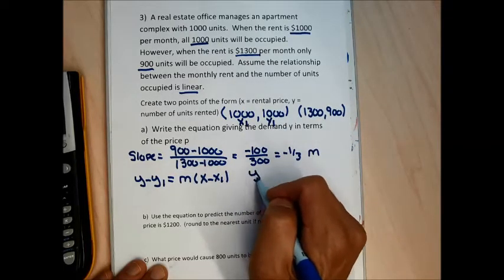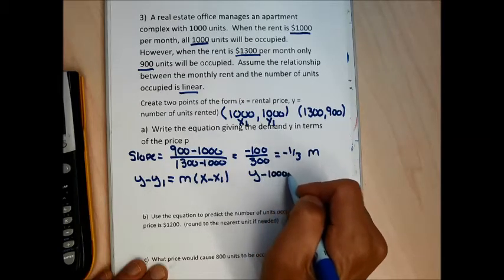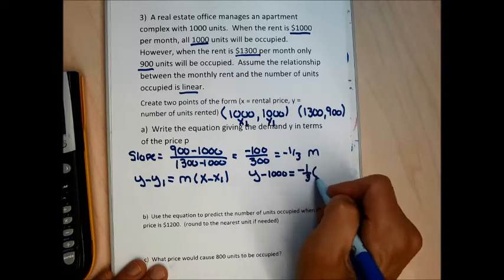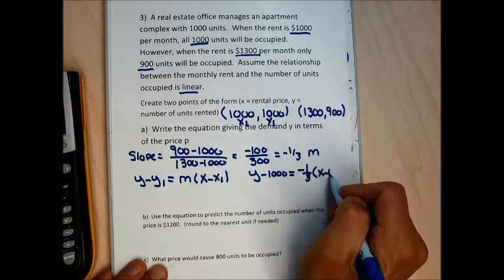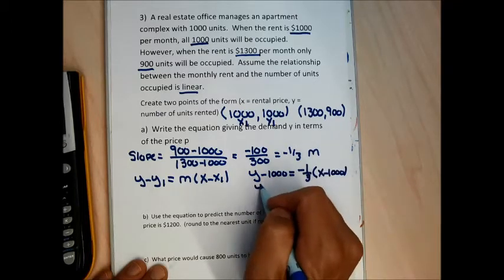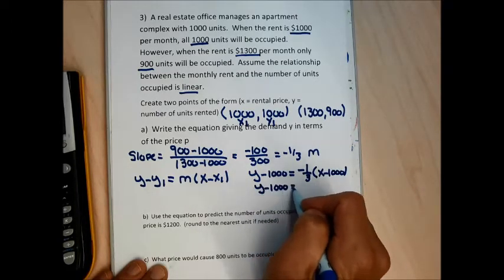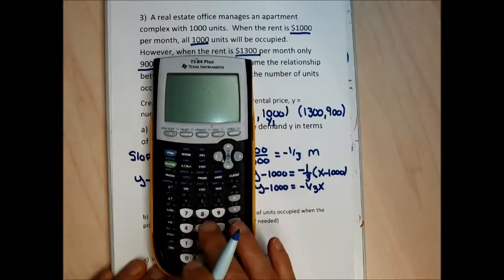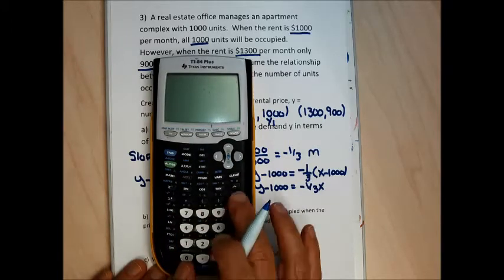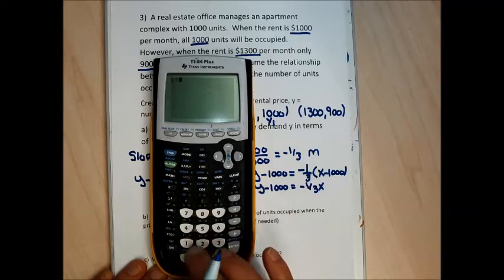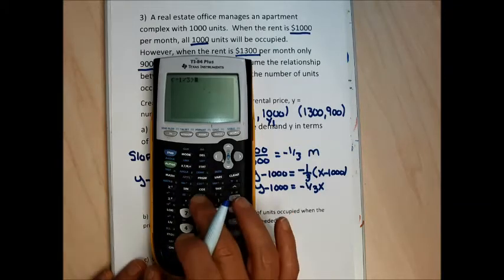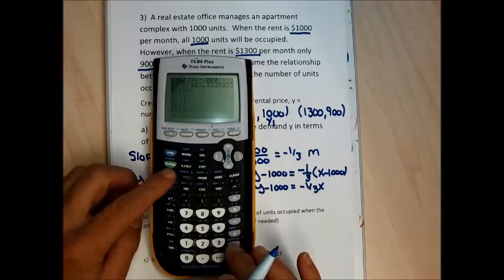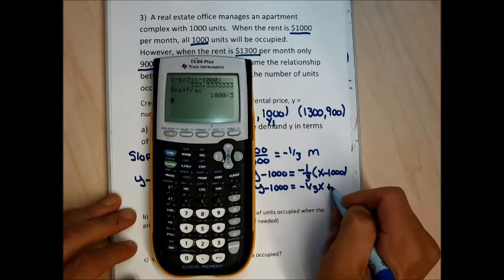So I'm going to get y minus y1, which is y minus 1,000, equals m, which is negative 1/3, times x minus x1, which is going to be x minus 1,000. This is going to give me y minus 1,000 equals minus 1/3 x. And when I do minus 1/3 times 1,000, I do parentheses minus 1 divided by 3, close parentheses, times minus 1,000, and do math, enter, enter, I get plus 1,000 over 3.